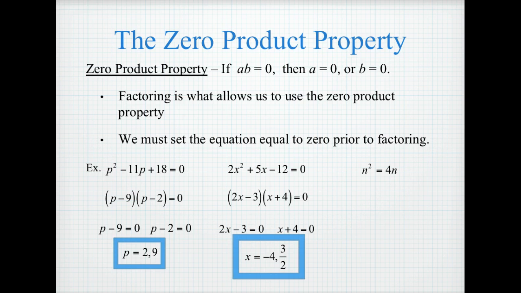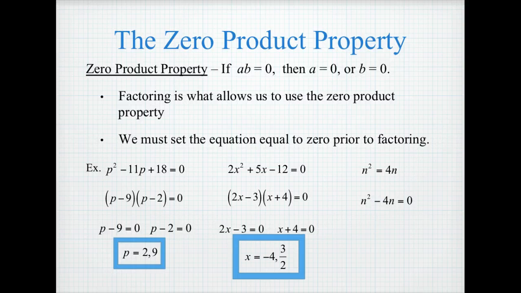Our last example is given as n to the second power equals 4n. The first step is to set the equation equal to 0. This can be done by subtracting 4n from both sides. It is very common to see algebra learners divide both sides by n. Dividing by the variable will eliminate solutions from the solution set and is unacceptable as a method of solving an equation. Setting the equation equal to 0 allows us to factor using the greatest common factor.